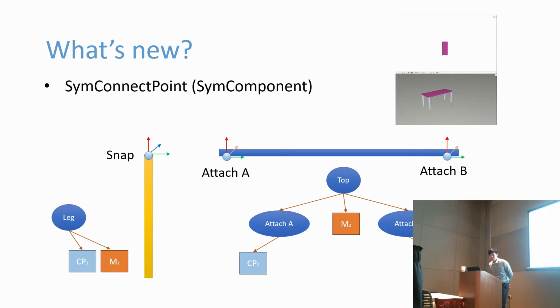Okay. What else have we been working on? We've been working on something called SYM connect point. So this is like connect points within the model. CmSYM connect point is like a component. You can define it here. This is the front view of the table, and this is the leg, and this is the tabletop. So you just need to define the two attached points over there, and then you define the connect point here. And when you manipulate your top, the rest of the model just moves with it. So you don't have to move it anymore.